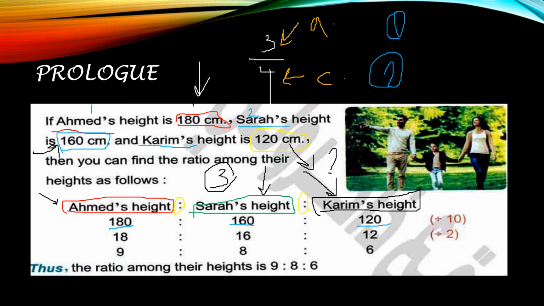Awesome. Now, are these three numbers in the simplest form? No, they aren't, so we're going to divide them by 10. When we divide 180 by 10, it becomes 18. 160 divided by 10 is 16. And 120 divided by 10 is 12. So 18, 16, and 12 are all divisible by 2 because they all have an even number in their units digits.